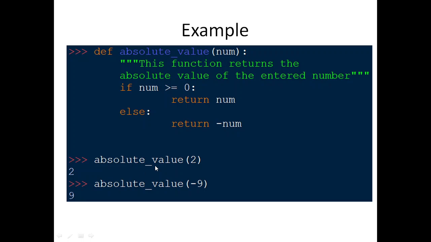So if you call this function, what happens is it goes to the statement and checks whether number is greater than or equal to 0. If it is greater than or equal to 0, then that number itself will be returned. So if you are giving 2, 2 will be returned and the execution stops. If you are giving -9, then it will take the minus of -9. It will be +9. So 9 will be returned.